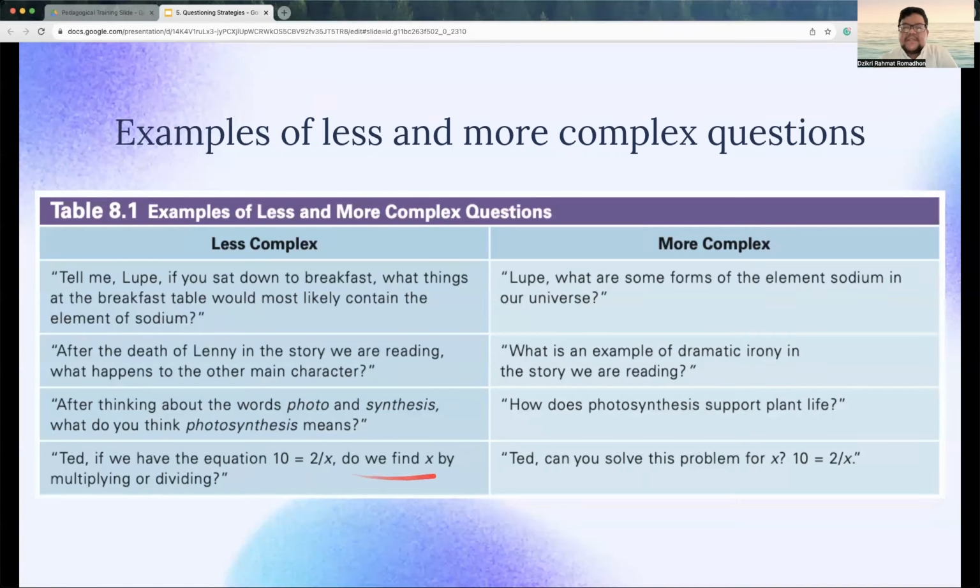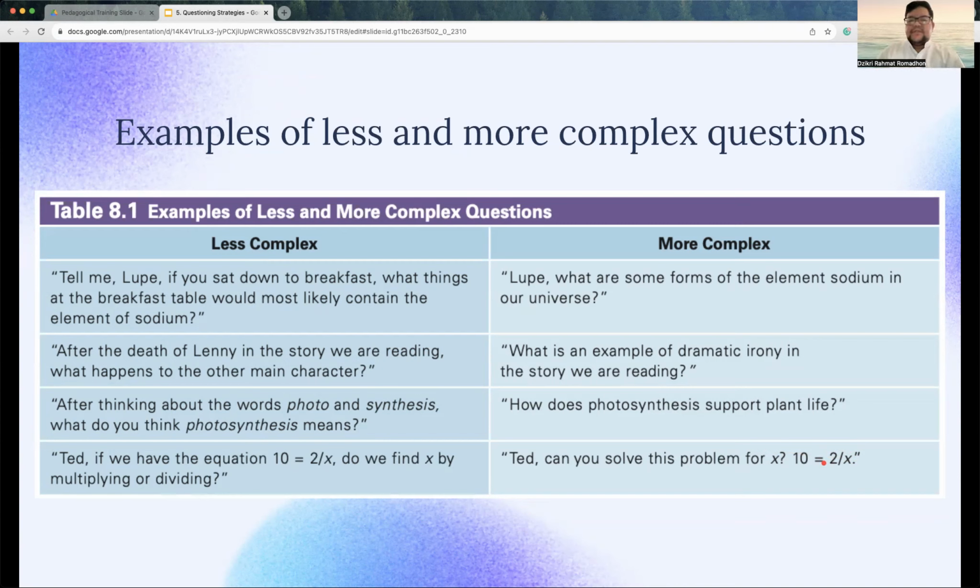This is less complex. While the other type of question is like this: can you solve this problem for x? 10 equals 2 over x. In this type of question, there is no hint, and the students have to gather information by themselves. So from this, we get the idea of less complex and more complex questions.